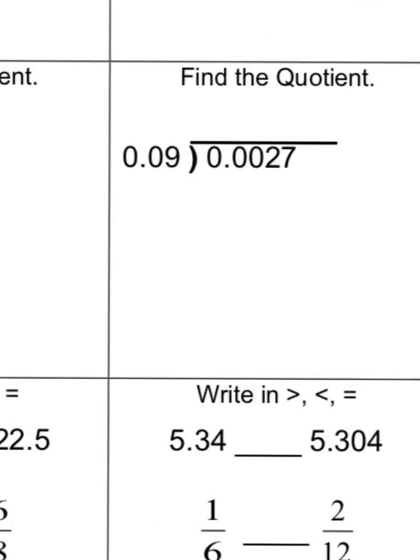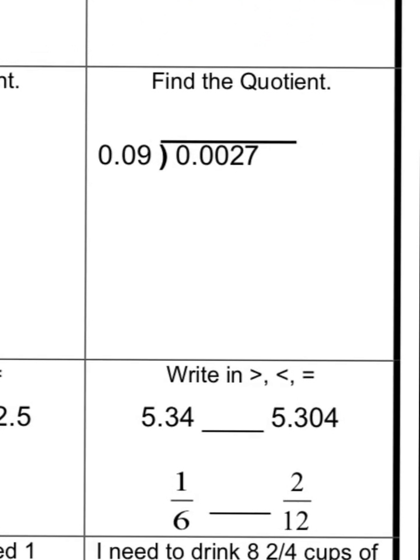For the next one, it says find the quotient. We need to make this guy, your divisor, into a whole number. It needs to move over to the right twice, which is times 100. And we got to do the same thing on the inside. Once, twice. So that's also times 100.